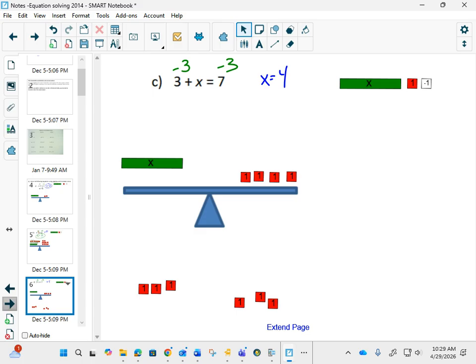On my scale, what's left? X on one side, 4 on the other. Mathematically, if I subtract the 3, that'll be 0. So on this side, I'm just left with X. 7 minus 3, that's 4. That's the math part, showing that work.